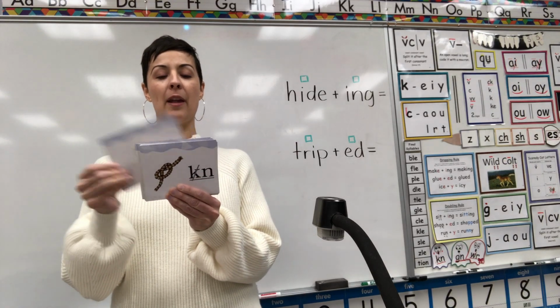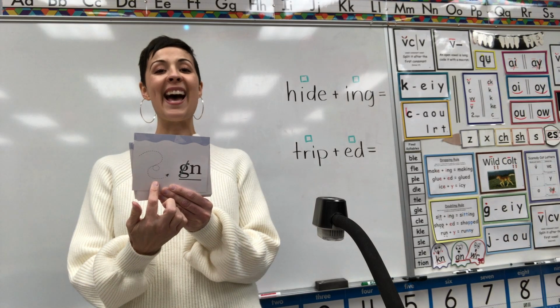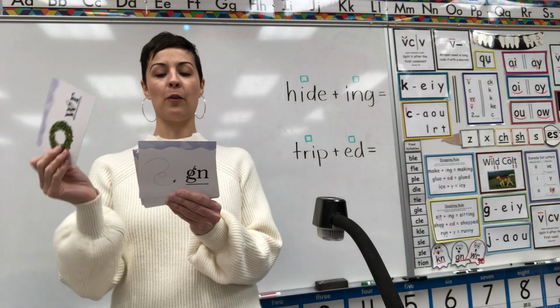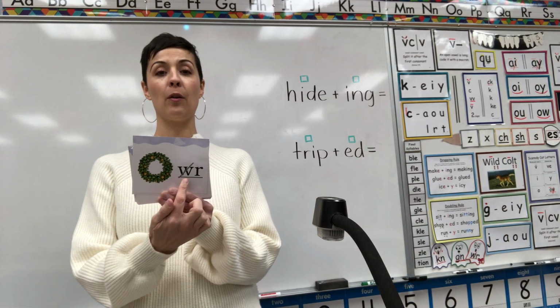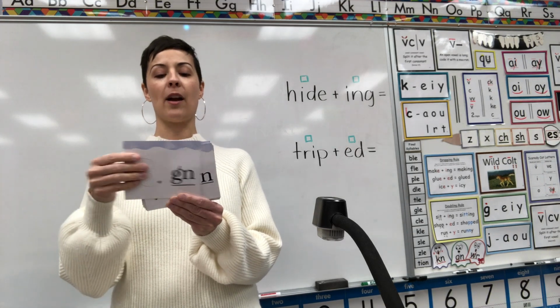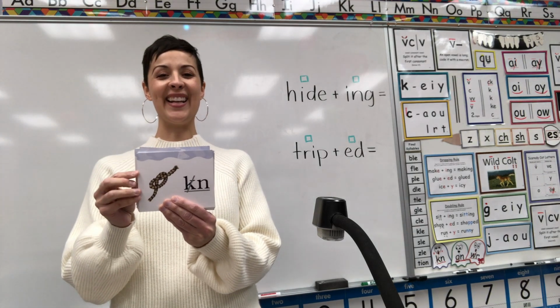Okay, I'm not mixing up the picture ones, so we will start with not n. Do you remember that? And then for ghost digraph GN, nat n. And then for ghost digraph WR, wreath. Okay, let's try it. We'll start with not. Ready?